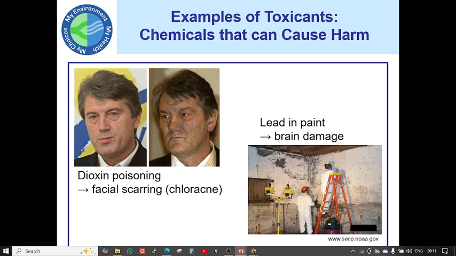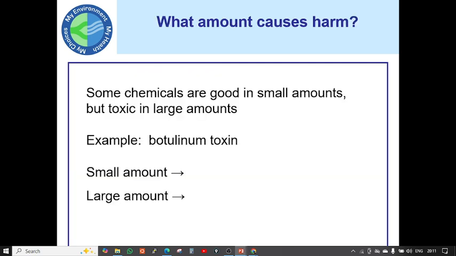Another example: lead paint can cause brain damage, etc. Whenever you smell paint in a newly painted house, there is a pleasant smell that comes from the paint, and if that paint contains lead, then it can cause brain damage. So this is also a toxic effect or toxicant. So what amount causes harm? This is the example.